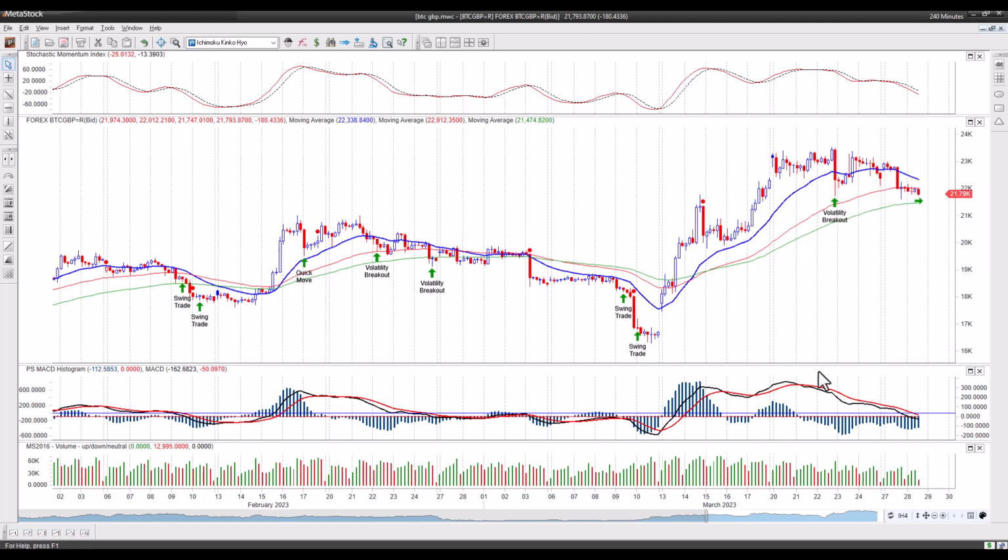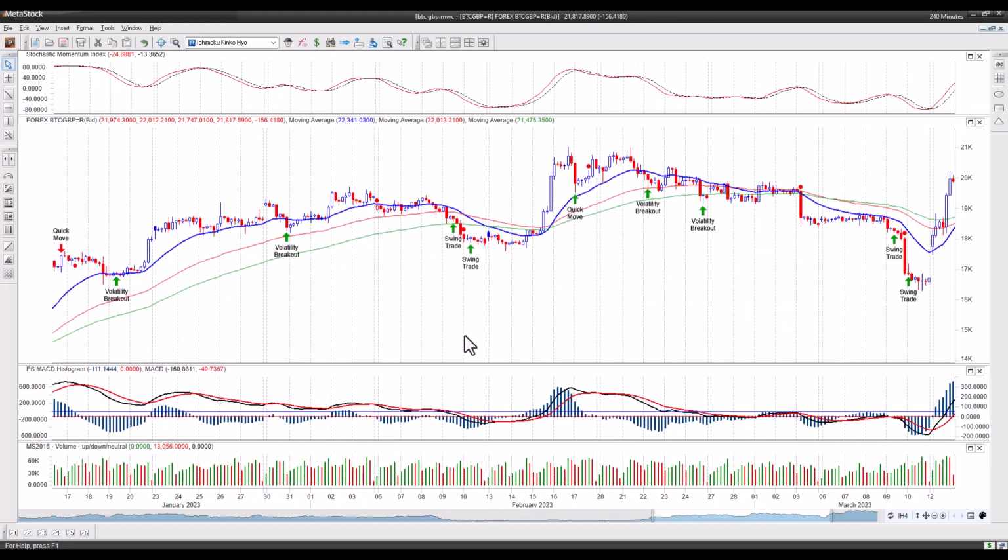You can overlap this with some of the other indicators. You can see here we've got a MACD divergence, and now Bitcoin is diverging back to the moving average. But this swing trade worked out beautifully. That volatility breakout worked out for a short while, that one as well. So the quick move and volatility trades, you've got to be pretty quick with those. The swing trades you can still hold on for a much longer period.